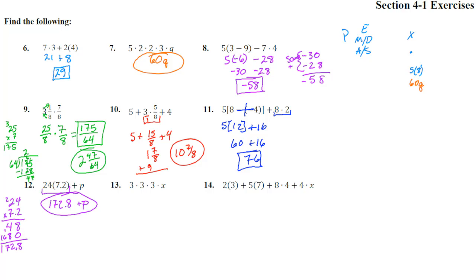Number 13. 3 times 3 is 9 times 3 is 27. So this is 27 times x. That's as simple as we can get it there. Good.